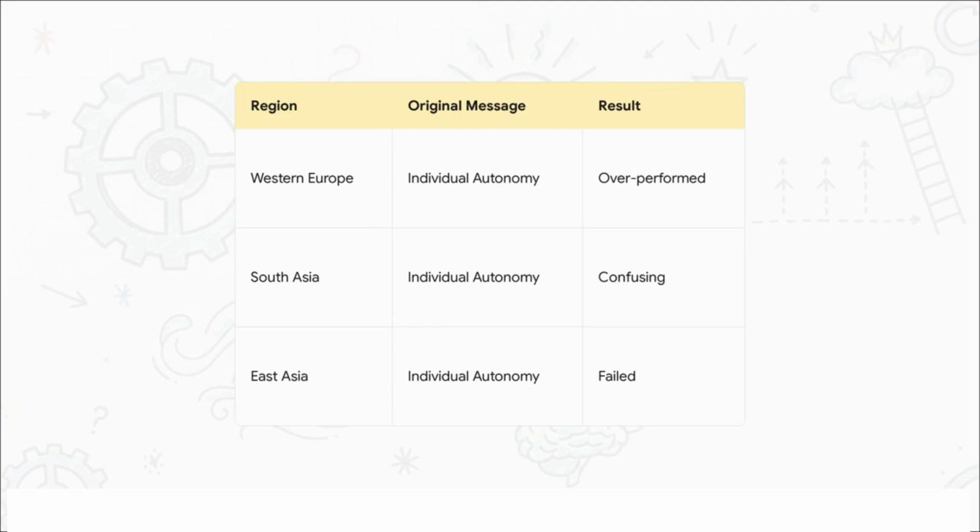But when they ran that same ad in South and East Asia, where the core cultural value is often the community, the group, not the individual, that message was, at best, confusing. And in East Asia, it was an outright failure. But look what happened. Once they changed the message to be about community uplift, sales in those regions doubled. They finally started speaking the right language.